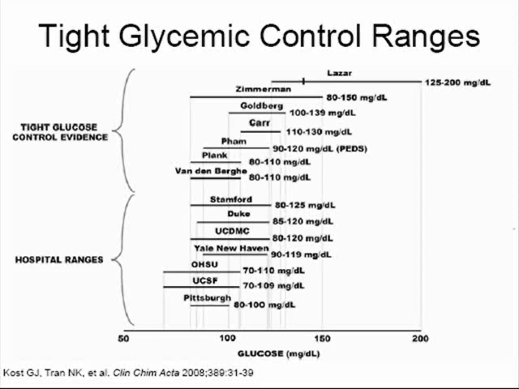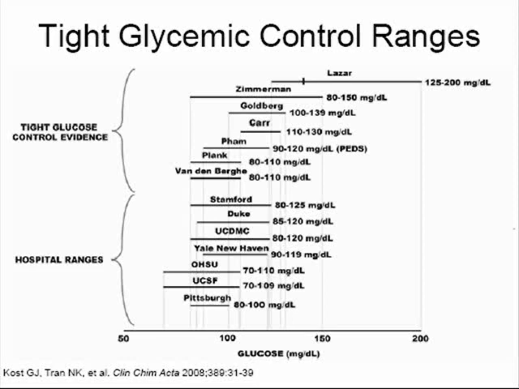This next slide shows tight glycemic control ranges. The bottom panel shows various hospital ranges that are in use today. The x-axis is, of course, glucose in milligrams per deciliter. You can see our own UC Davis Medical Center using an 80 to 120 range. Stanford Hospital, Dr. Crinsley's group, focuses on an 80 to 125 range.